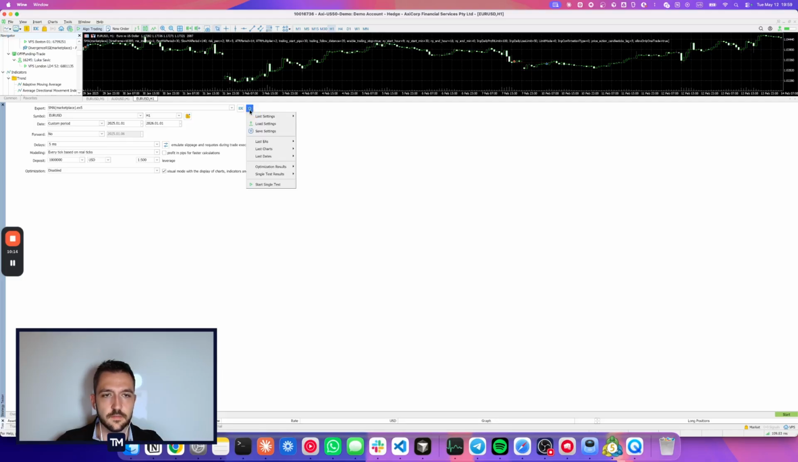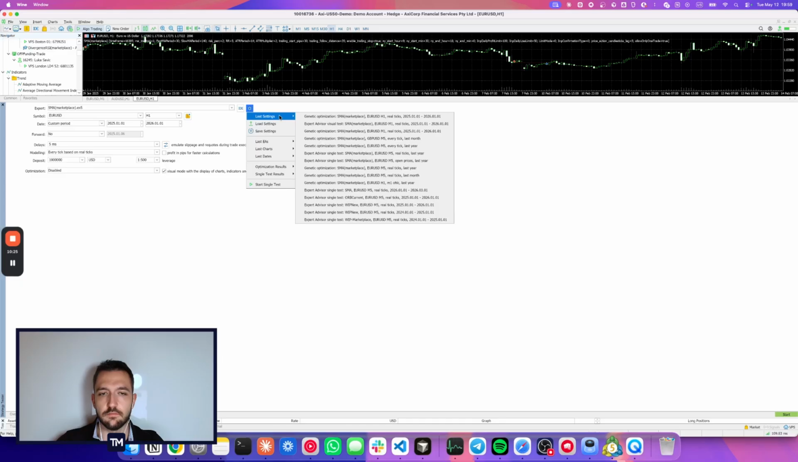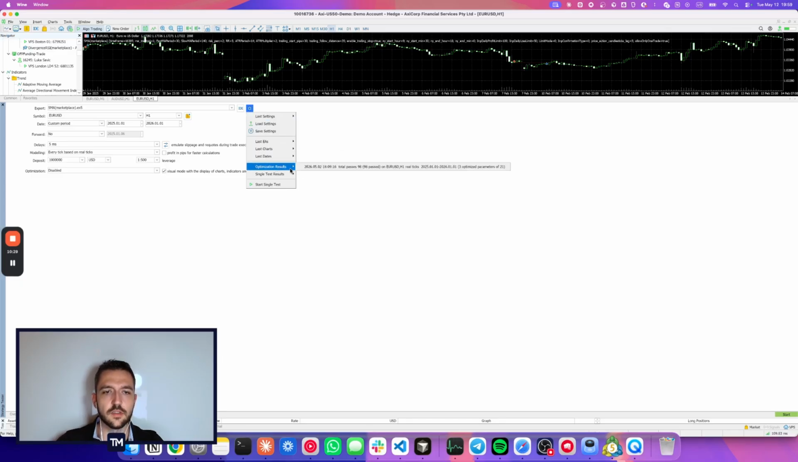Here in the settings, you can actually do the following. You can save the settings and load the settings. These are like the most important ones. Here there are also last settings. There are optimization results it remembers for this, etc. But the most important are load and save settings.